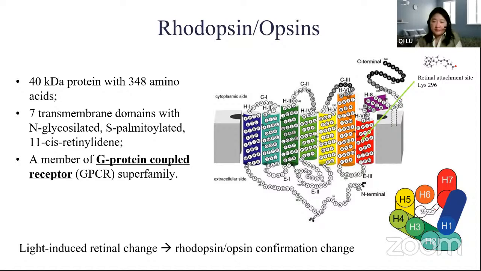After capturing light, the conformation change of the 11-cis retinol will induce a rhodopsin conformation change. And this rhodopsin conformation change will make it activate the G proteins.